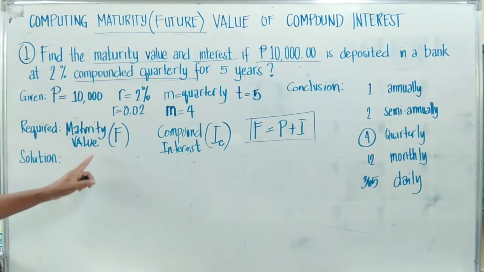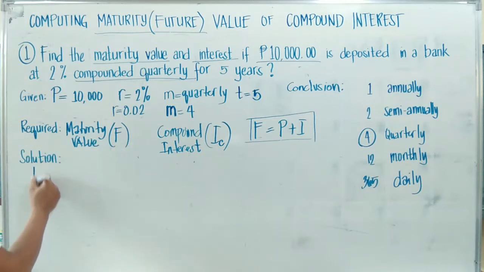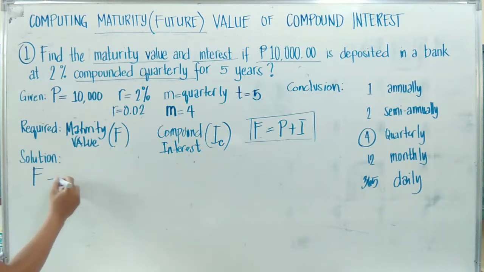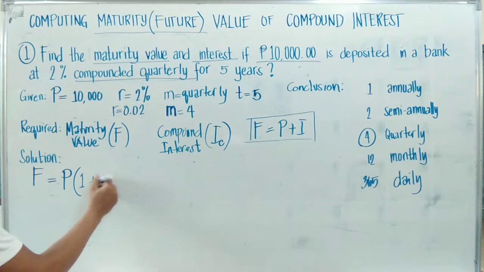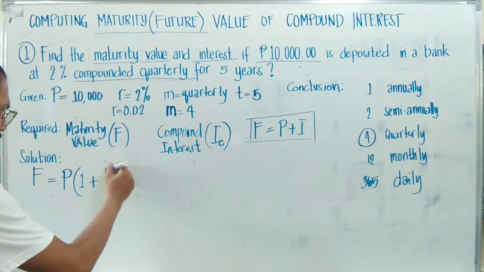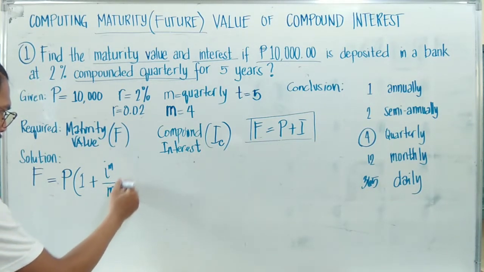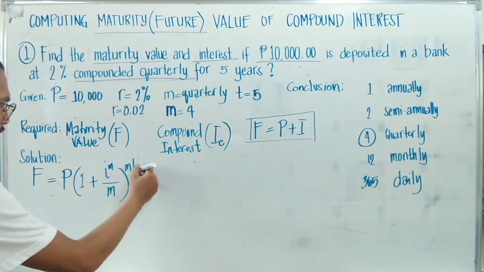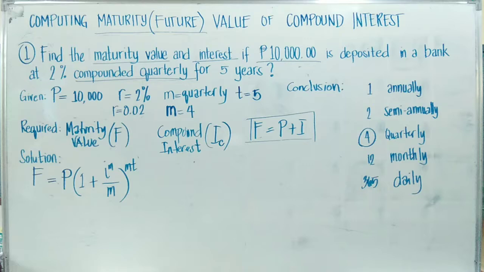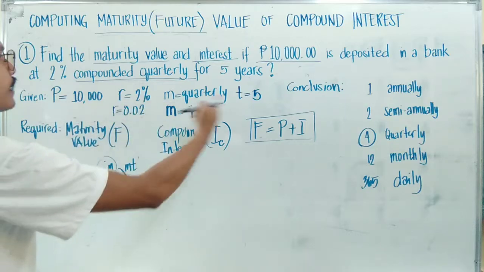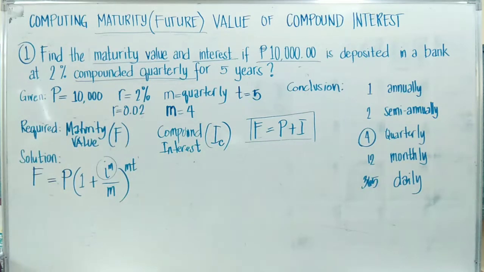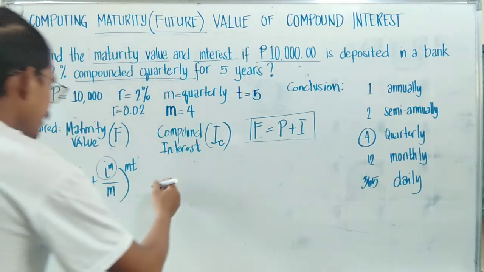Okay, for your solution, first let us focus on solving your maturity or future value F. So we have F is equal to P times the quantity of 1 plus, from your book, I sub m over m raised to m times t. But if you can see in here, there is no I raised to m in your given data. So I will rewrite this equation and explain.